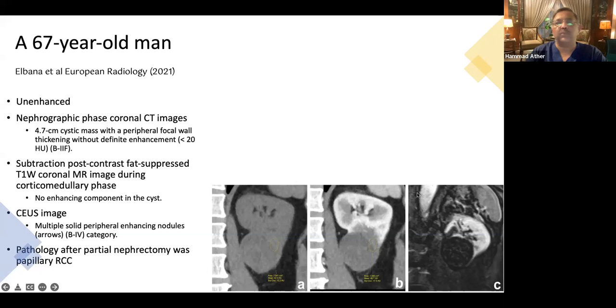This is the same patient with a subtraction post-contrast fat-suppressed T1 weighted coronal MR image during the corticomedullary phase. And again, it shows there is no enhancing component in the cyst. So, so far, based upon the 3 examinations, non-contrast CT, contrast CT, and corticomedullary phase T1 weighted image on MR, this is indicative of a benign lesion.